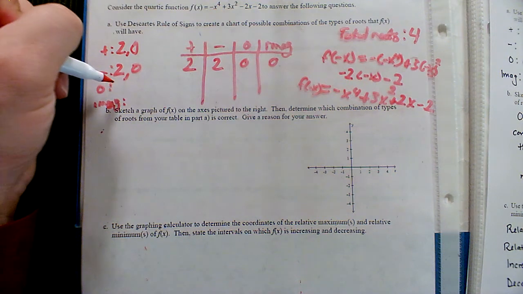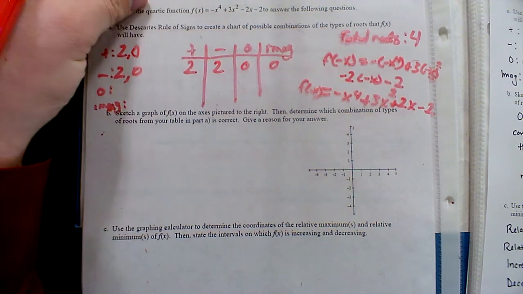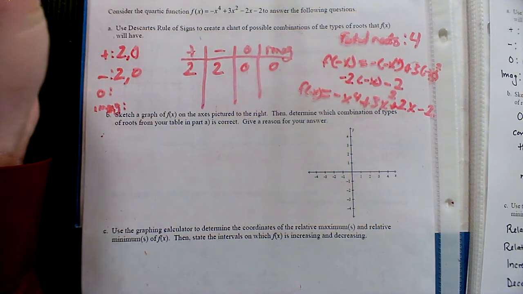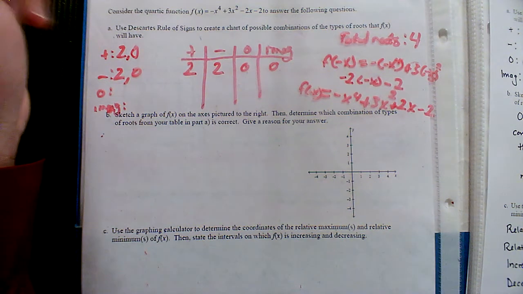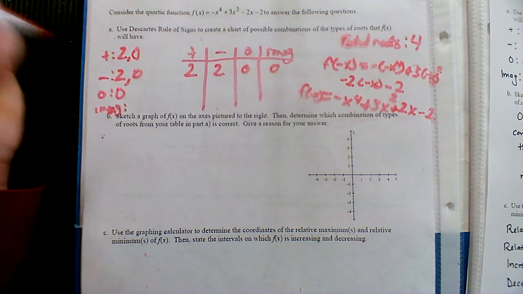The zeros. Could we have any 0? What do we have to be able to do? We have to be able to factor out an x. Can we take an x out of everything? No. So there has to be 0.